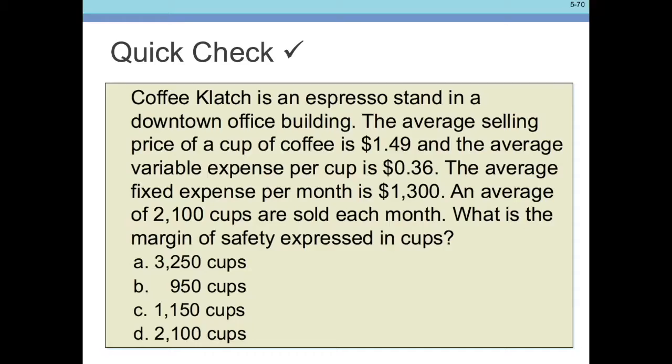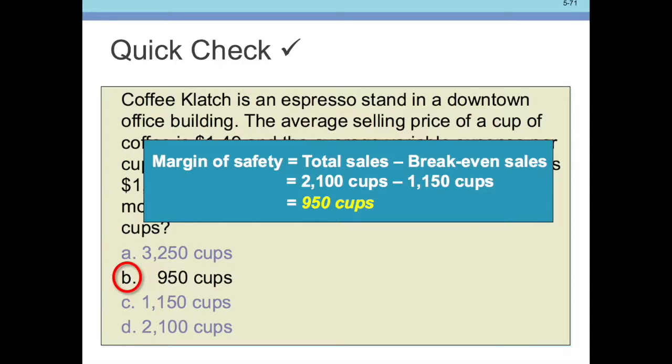If we go past that, we can look at Coffee Klatch. Coffee's got $1,300 fixed expenses, and 2,100 cups. So what is the margin of safety expressed in cups? And this is fairly simple. The margin of safety is the 2,100 cups, which is our total sales, minus our break-even sales, which we've already calculated as 1,150. It's 2,100 cups minus the 1,150 cups that is break-even, a margin of safety of 950 cups. So margin of safety is pretty simple to calculate once you know what your break-even is.